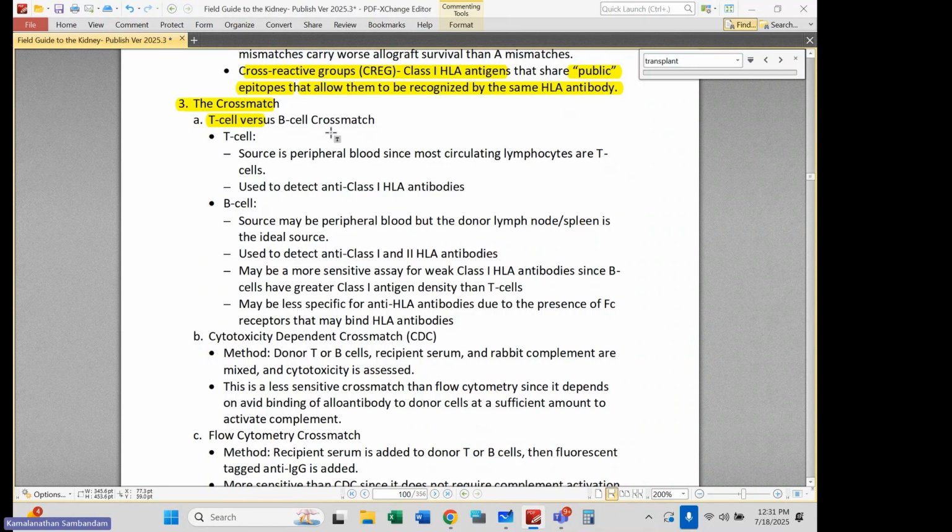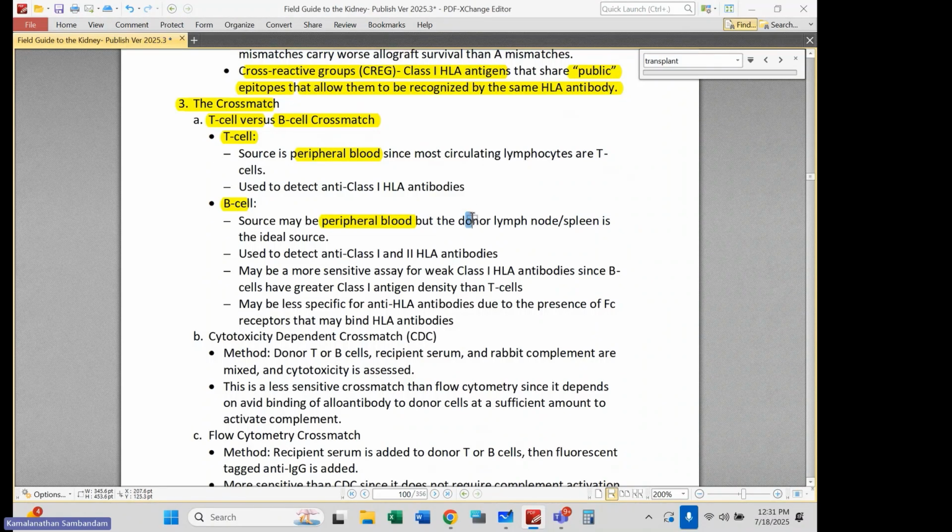There's a T cell crossmatch and a B cell crossmatch. I can use peripheral blood from the donor. The donor becomes available; a donor has brain death. I collect blood from that donor. I can then recover T cells and B cells from that donor blood. If you recall, B cells are much fewer in circulation than T cells.